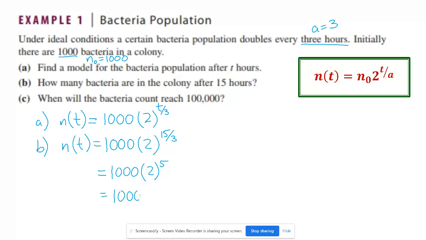Remember, we got to do the exponents first. That's a common mistake people make, is they accidentally multiply the 1,000 by the 2 instead of taking 2 to the 5th power first. Make sure you do your exponent first, order of operations. So we multiply that 1,000 by 32, and we end up with 32,000.